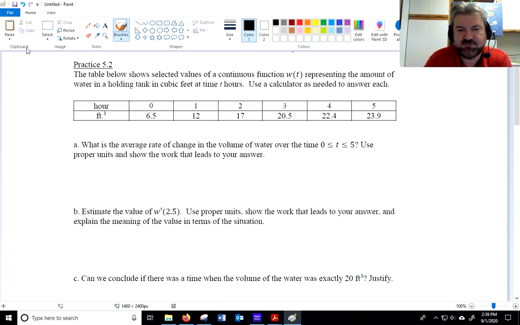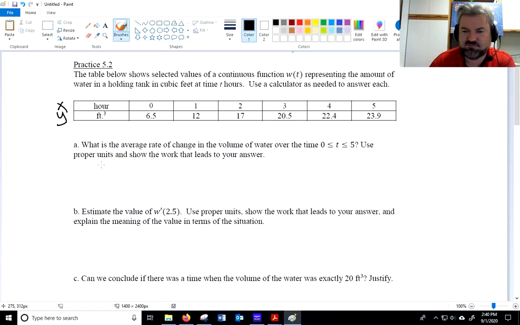All right, practice 5.2. The table below shows selected values of a continuous function, w of t, representing the amount of water in a holding tank in cubic feet at time t hours. Use calculators as needed to answer each. What is the average rate of change in the volume of water over time from 0 to 5? Use proper units and show the work that leads to your answer. Average rate of change is simply going to have the units of the y variable over the x variable. And like I mentioned earlier briefly, when working a problem like this on the AP calculus exam, and there will be a problem like this, they're going to give you as many points for the units as they do for the actual numeric answer. You must get the units.